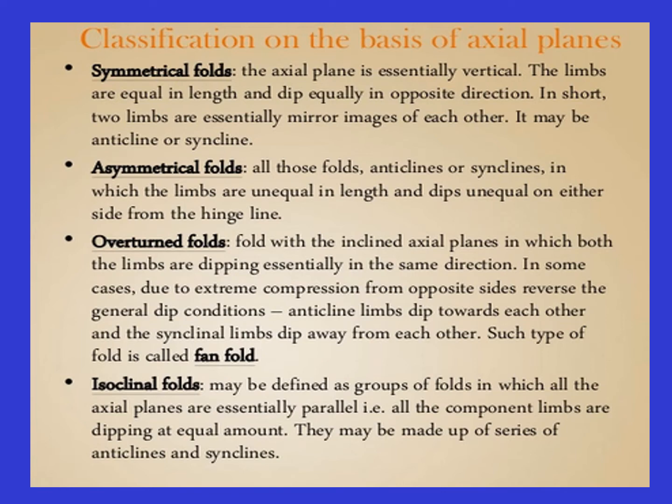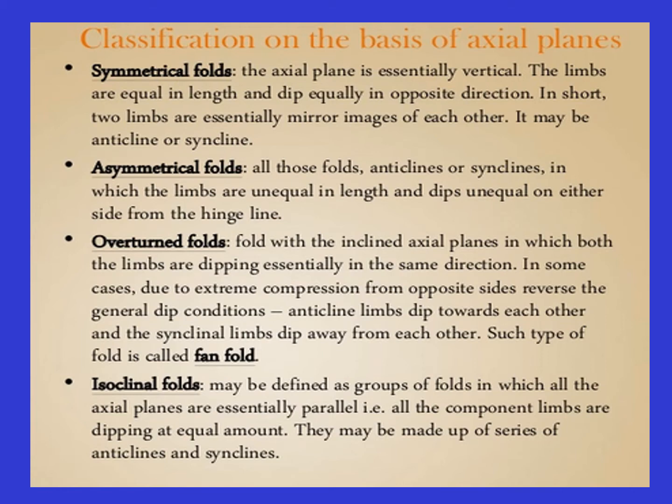So here again is the classification on the basis of the axial planes. Here are some types of the folds. Number one is symmetrical folds. The axial plane is essentially vertical. The limbs are equal in length and dip equally in opposite directions. In short, the two limbs are essentially mirror images of each other. It may be an anticline or syncline. Then number two is asymmetrical folds, anticlines or synclines in which the limbs are unequal in length and dips are unequal on either side of the hinge line.